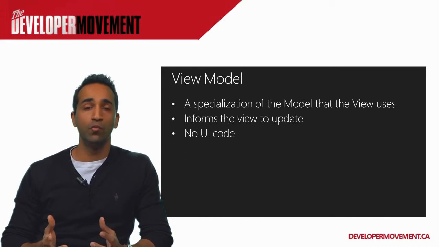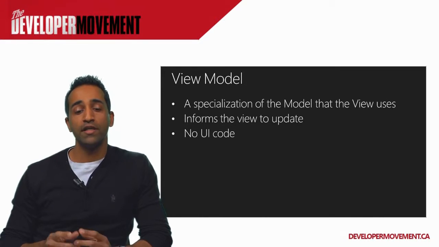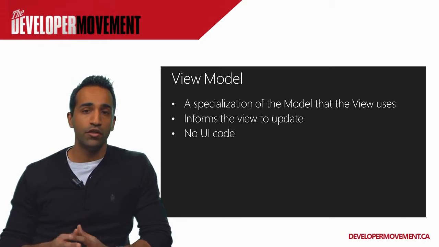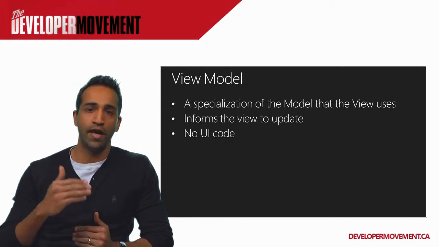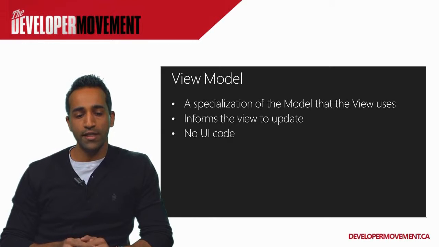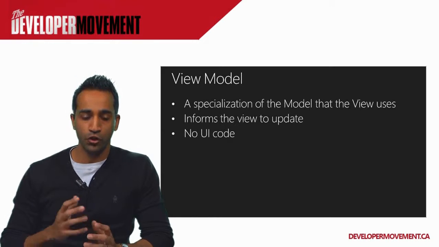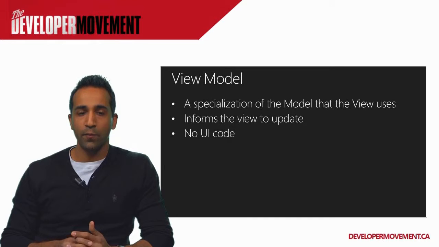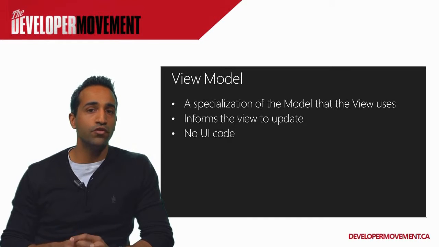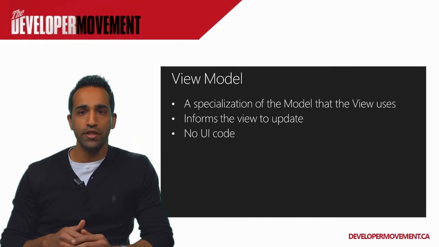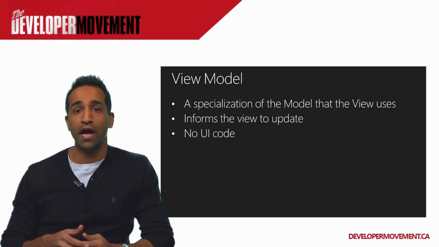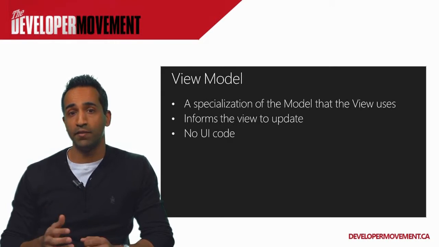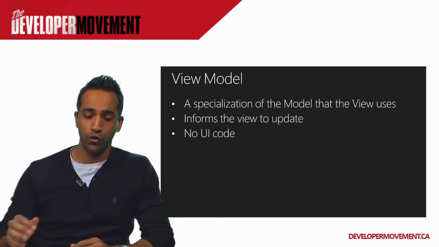So next up, we have a view model. And the view model is a specialization of the model that the view uses. So you can think of it as the glue in between the model and the view. When I say specialization, what do I mean by that? Well, I'll show you in the code in a second. But the important part of the view model is that it contains no UI code. It's just the plumbing in between the model and the view. It really informs the view how to update. And it's using that data binding magic that I won't get into too much, but I'll show you a little bit of the code.